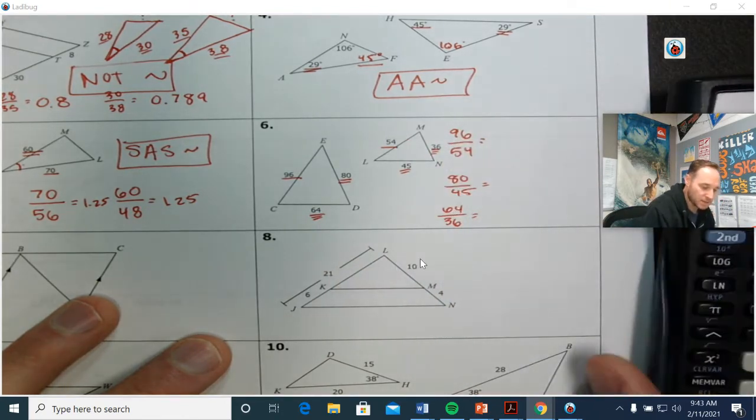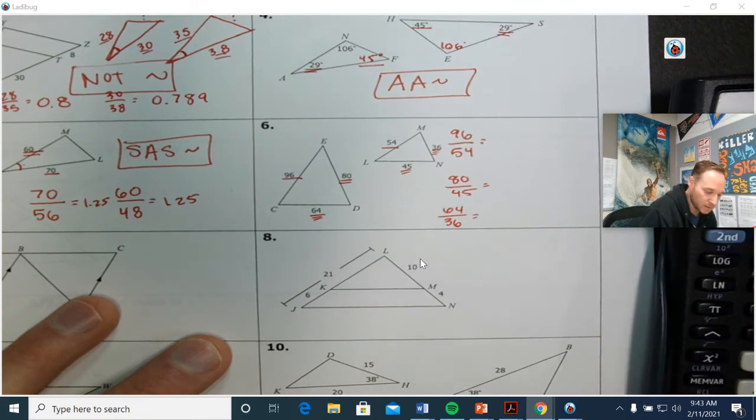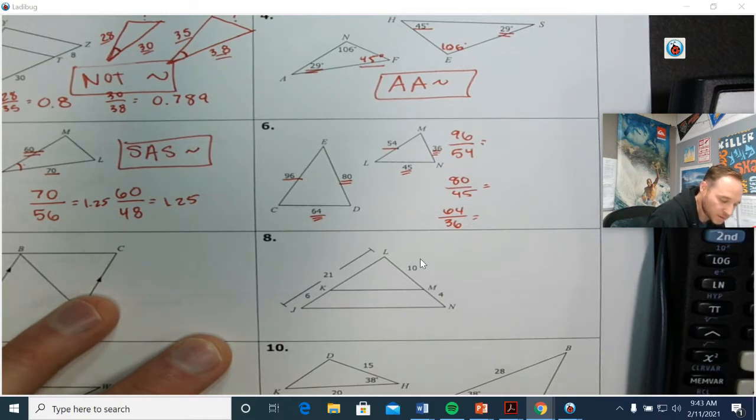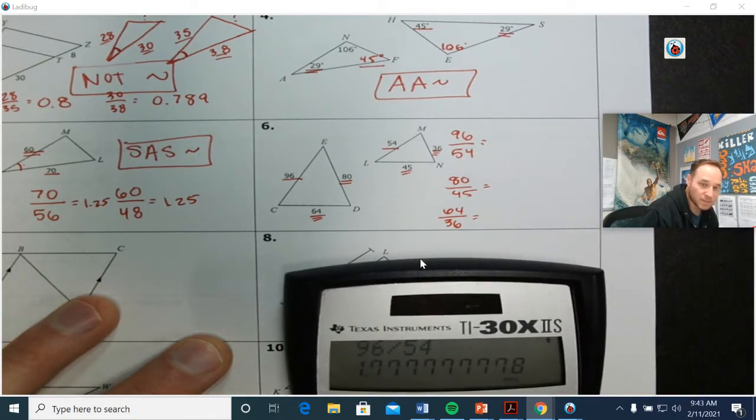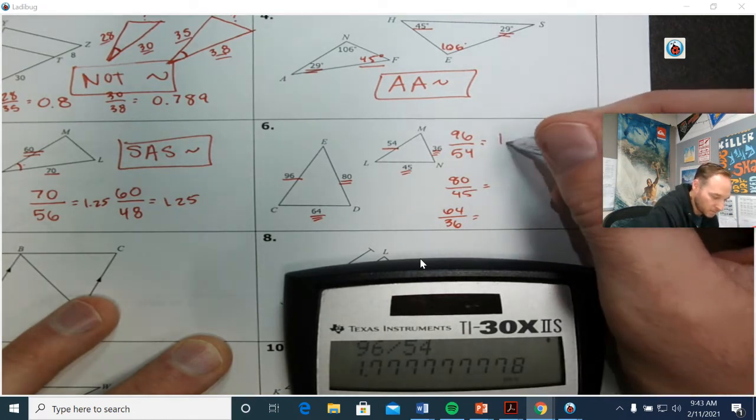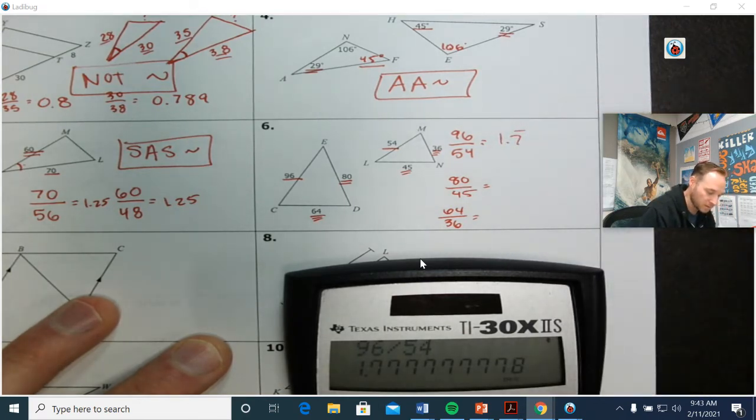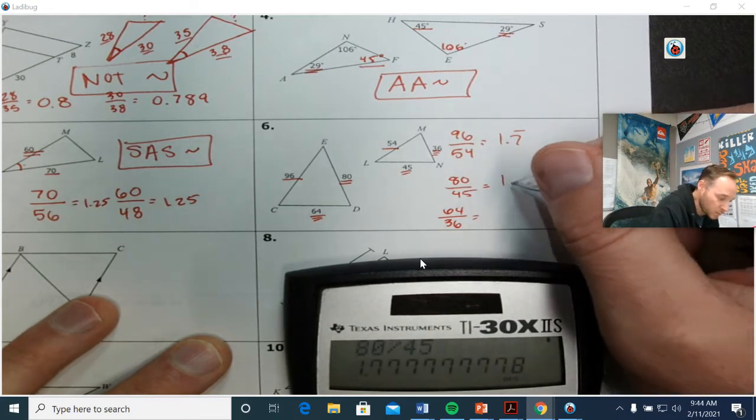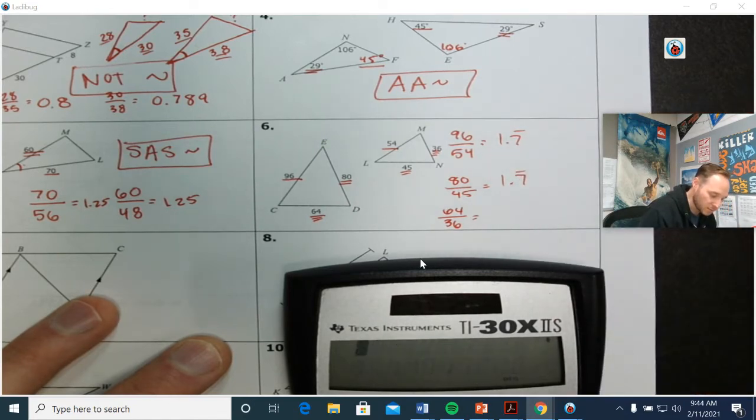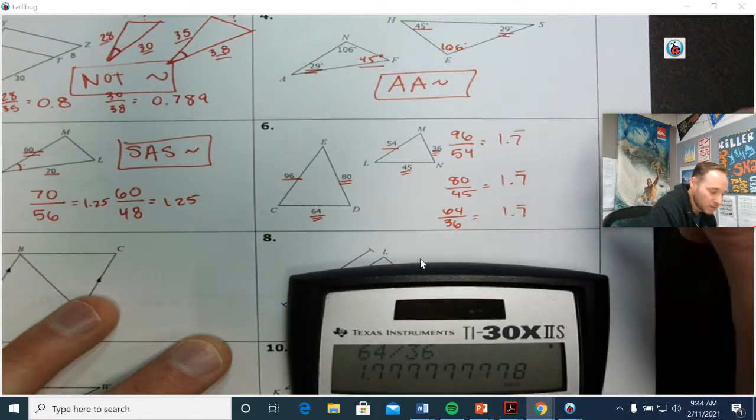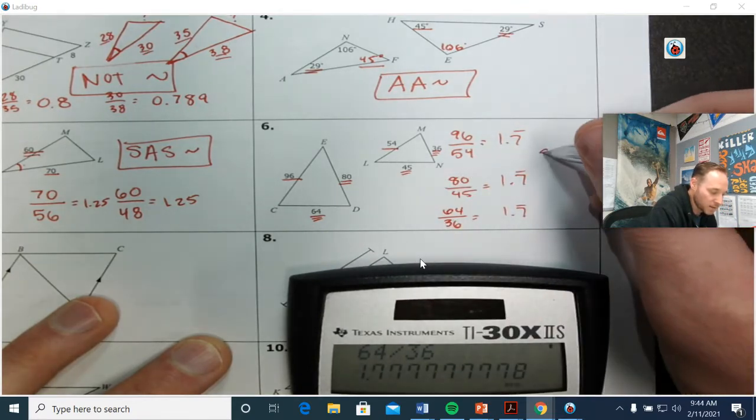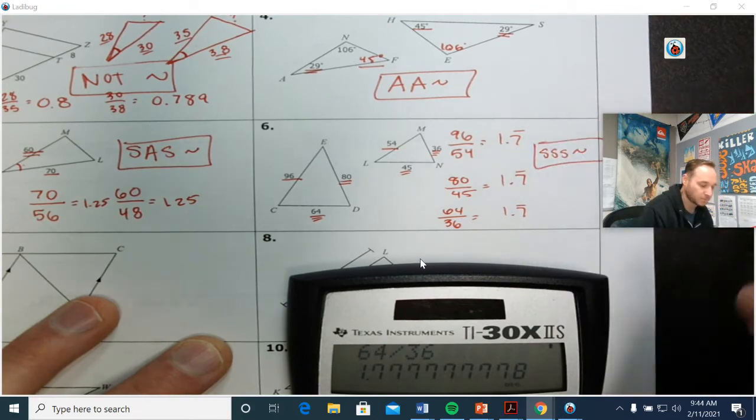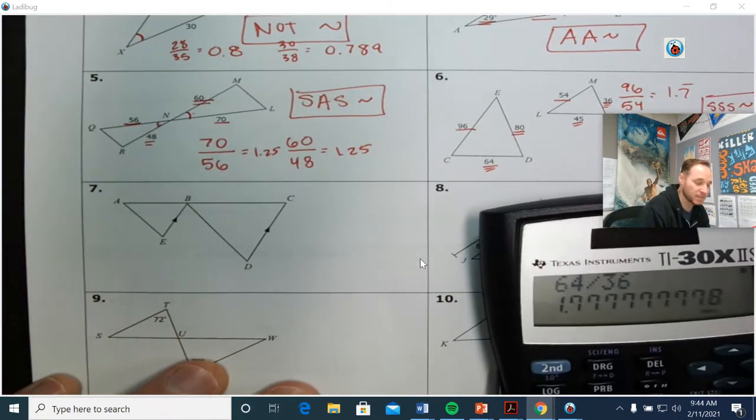If these give us the exact same ratio or exact same decimal, then we can say they are similar by side. 96 divided by 54 gives us 1.77777 repeated. Say 1.7 repeated. And 80 divided by 45 gives us 1.7 repeated. And let's see if this one gives it to us. 64 divided by 36 gives us 1.7 repeated. So I know that these two triangles are similar by the side similarity theorem. I think you guys are getting the hang of this, but let's keep going.